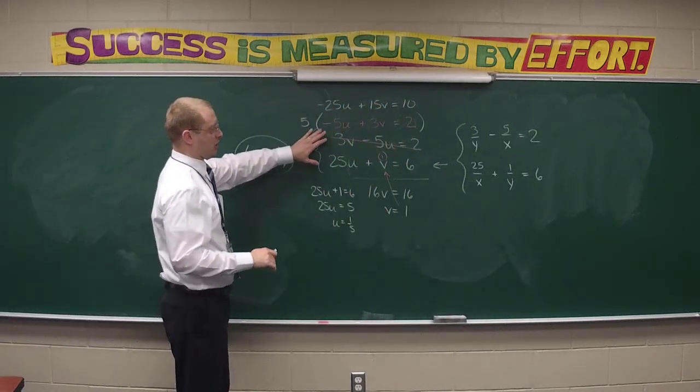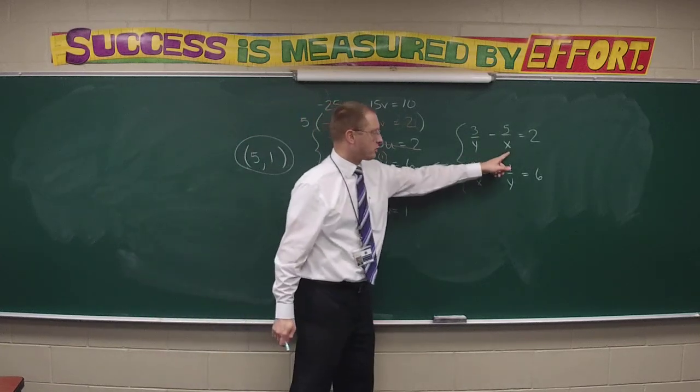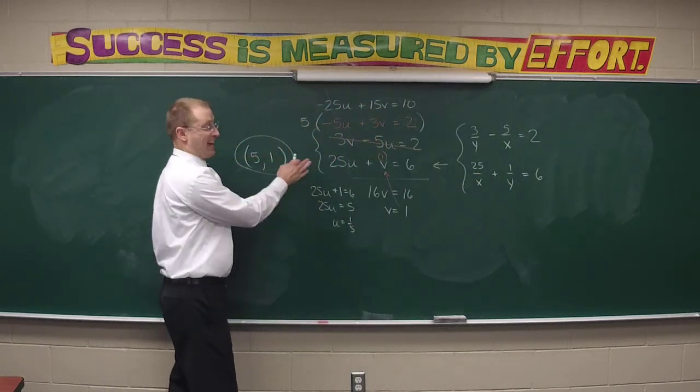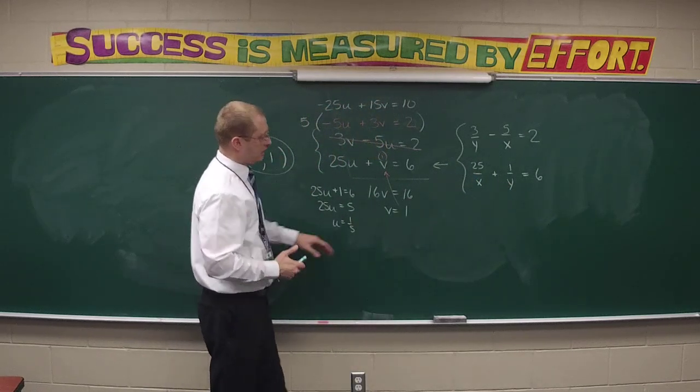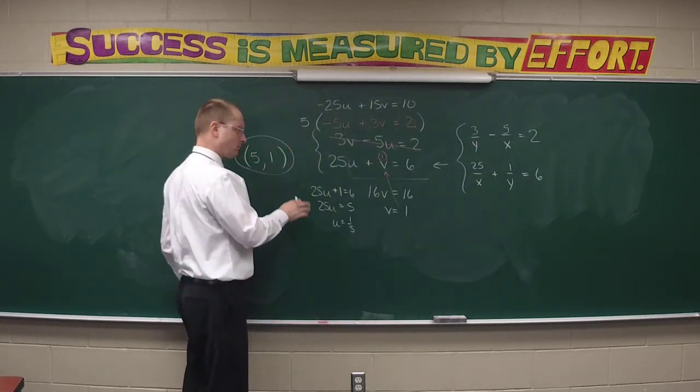Hopefully, you got your 3v minus 5u equals 2, 25u plus v equals 6. Again, if you wanted to reverse either of these before you even did the uv, that's probably good. You can do it as you copied it down. Just make sure you're careful. Wherever there's an x, that's the u. Wherever there's the y, that's the v.